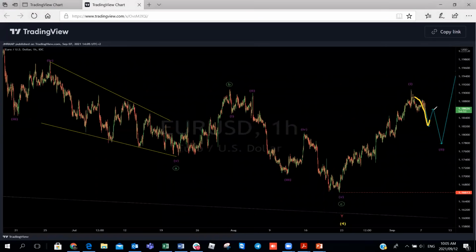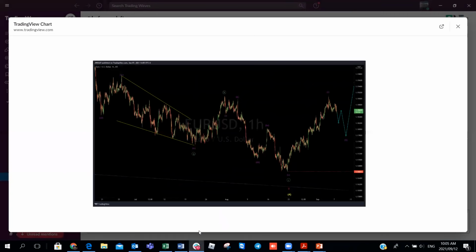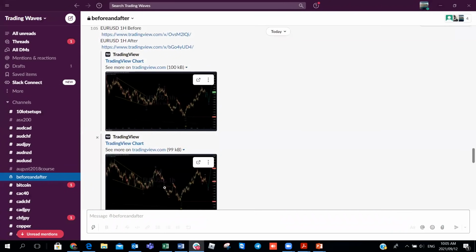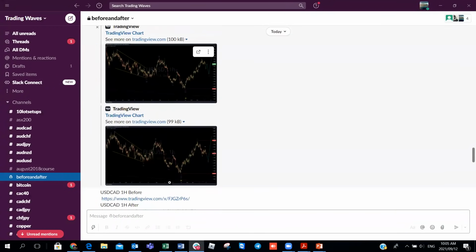We're looking for this to pull back and a move to the downside. So far, we've got the three moves. We've got one, we've got two, and it looks like we're about to make a corrective structure here for another leg to the downside. So let's have a look at how it has played out and how it has turned out. Let's go back here. This is the next one here. Let's have a look.